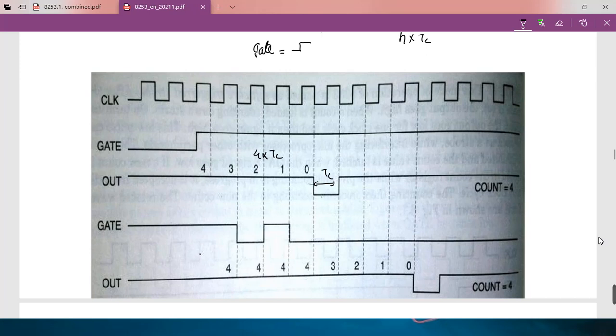So this is all about all the modes of the 8253. Now we will see the programming example of the 8253.